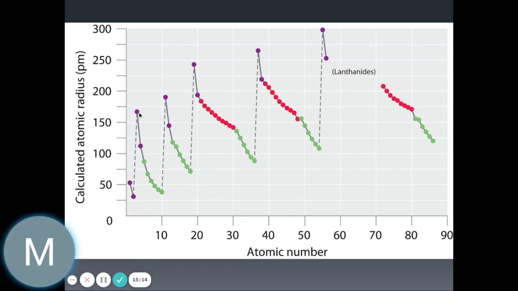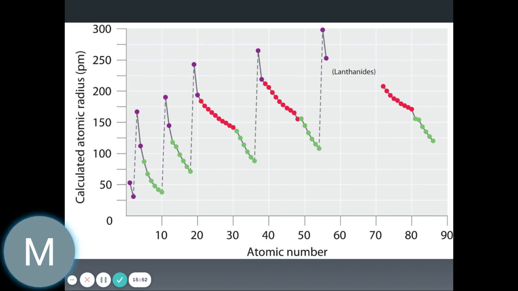Atomic number 3, so now we're at lithium. So this is lithium, beryllium, and going across boron, carbon, nitrogen, oxygen, fluorine, neon. This is going to number 11, so sodium. If we look down a column, the atomic radius is biggest for lithium, and then it gets a little smaller for sodium, potassium, and so on and so forth.